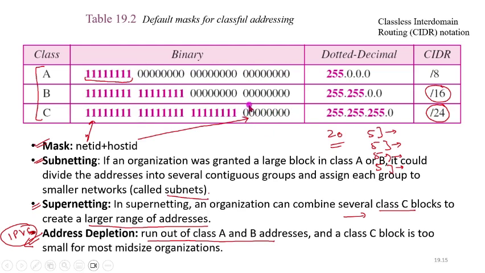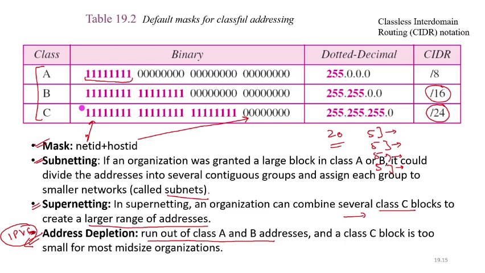The host ID determines the total number of addresses possible for that particular class. In class C, only 8 bits can change for the host ID, so a total of 256 hosts are possible. In class B, 2 to the power 16 hosts are possible. Similarly in class A, 2 to the power 24 hosts are possible. Because of this limitation in these categories, only a limited number of host addresses are available to you.